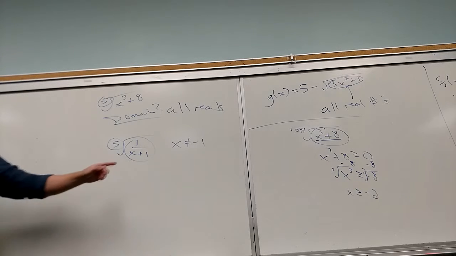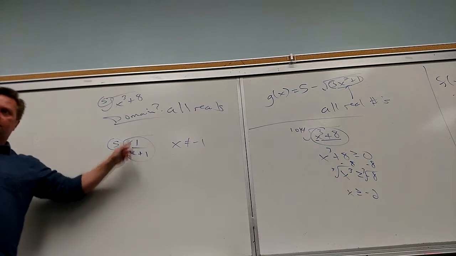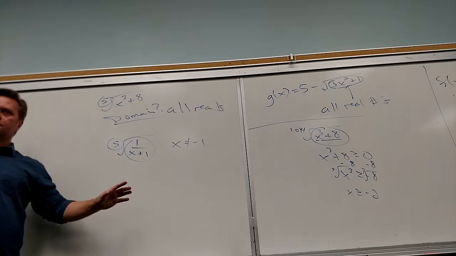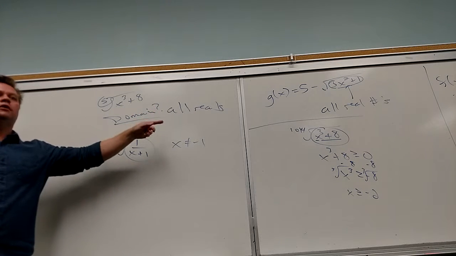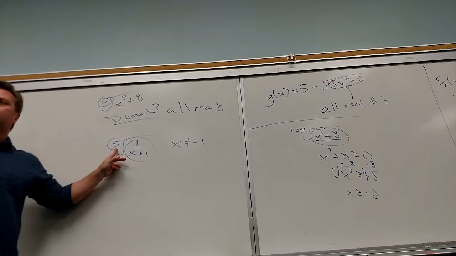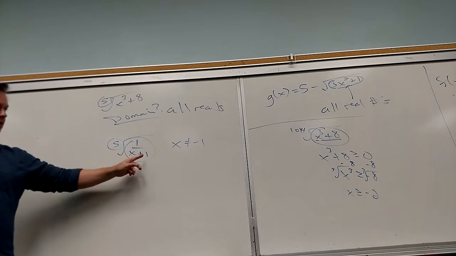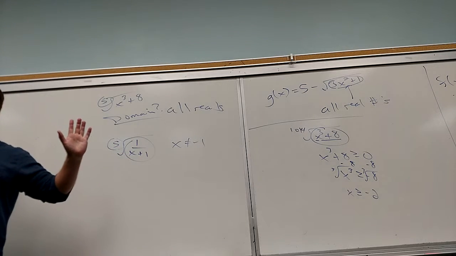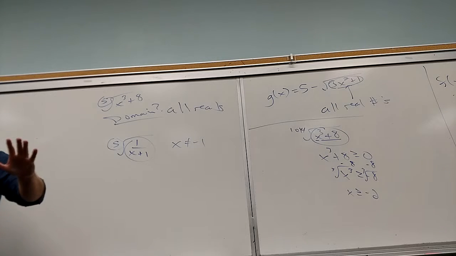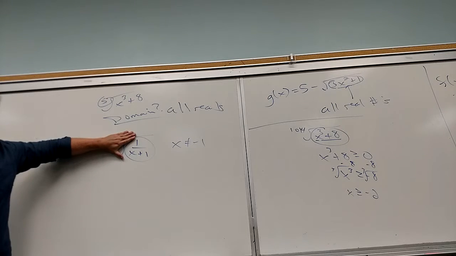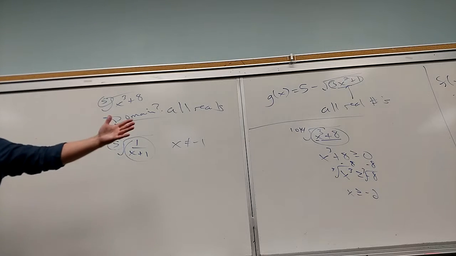But what happens at -1? This becomes undefined. So the domain was not all reals, not because of the poor little root. He had no problem. It's because the inside had a problem. I really want you guys to see that. Anywhere I see a problem like a fractional kind of thing, the bottom can't be 0. So I don't care what else is happening, the bottom can't be 0.